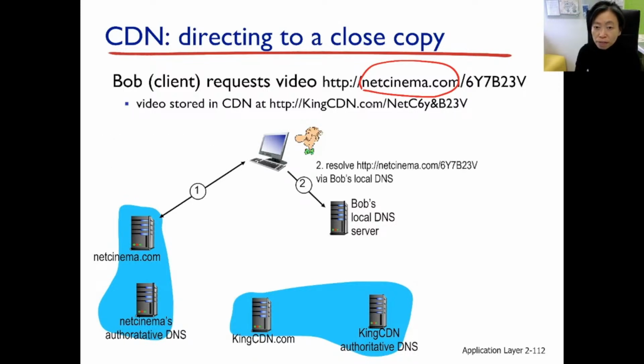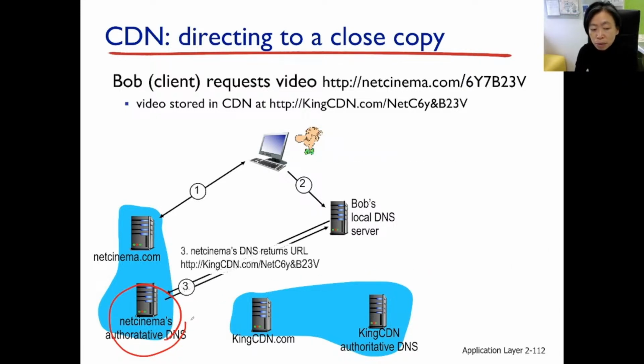So first thing first, ask the local DNS server for the IP address of this guy. Right? So resolve this guy. Bob's DNS server there will what? Check cache. If not a hit, go to the TLD server. TLD server will share what is netcinema.com's authoritative DNS server. And so Bob can direct the query to the authoritative DNS server for the IP addresses of netcinema.com. But what's really curious here is the authoritative DNS server of netcinema.com, instead of returning an IP address, it returns the redirected path.